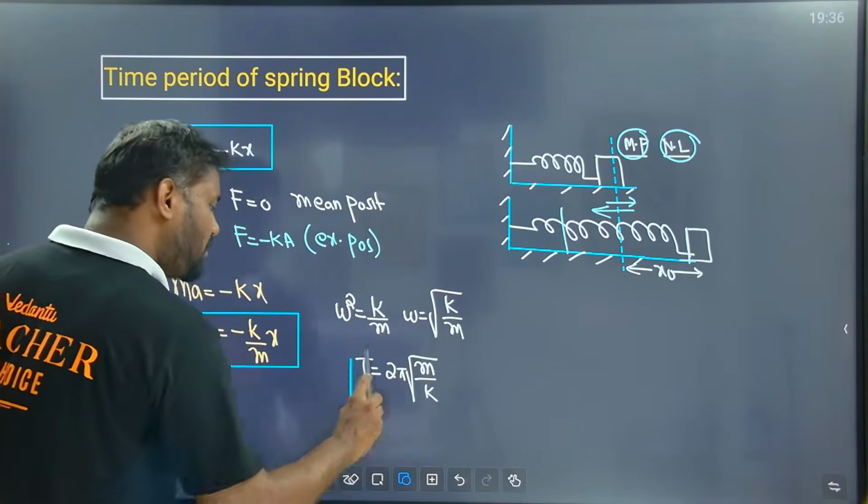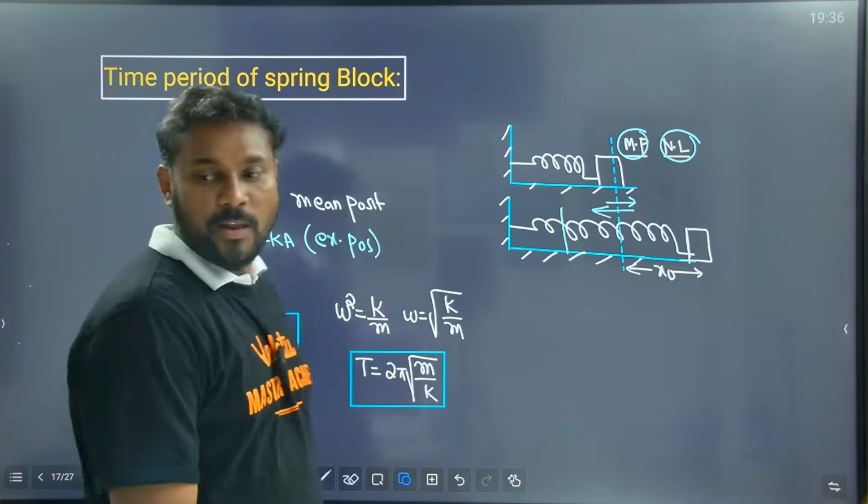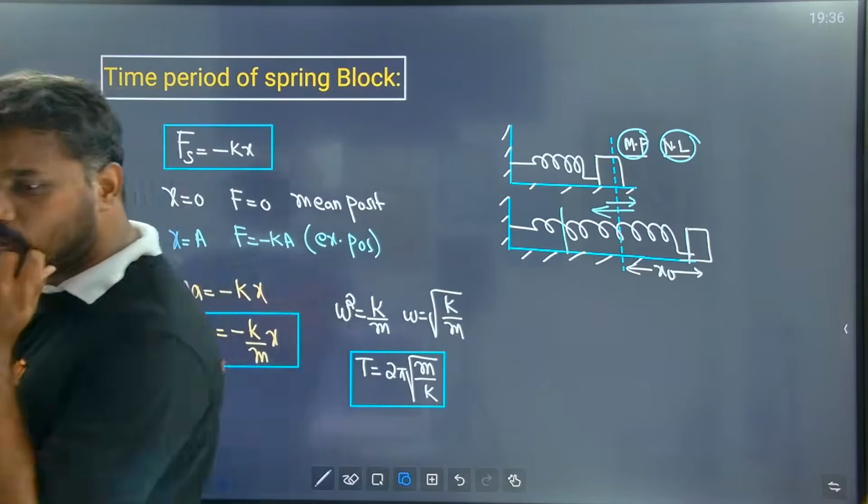So here it is a spring idea. Yes or no? Spring. So this is what a spring is.